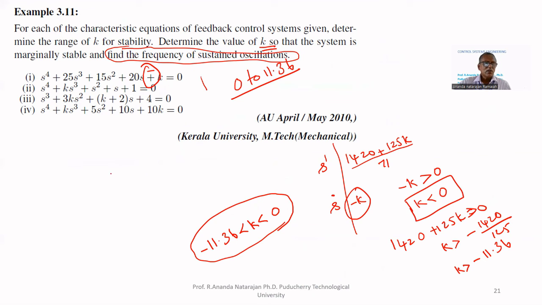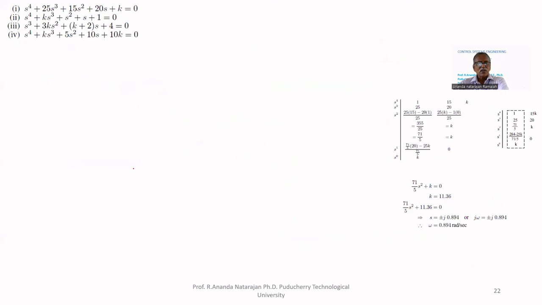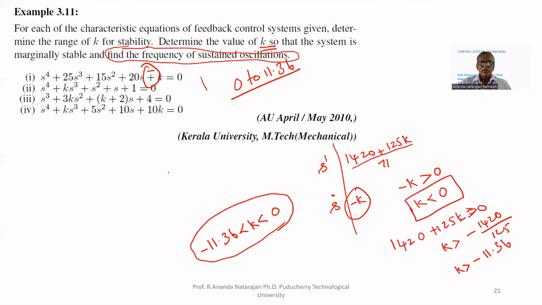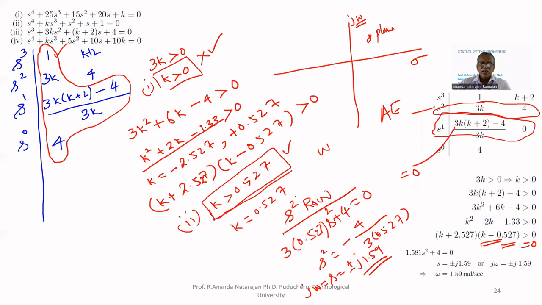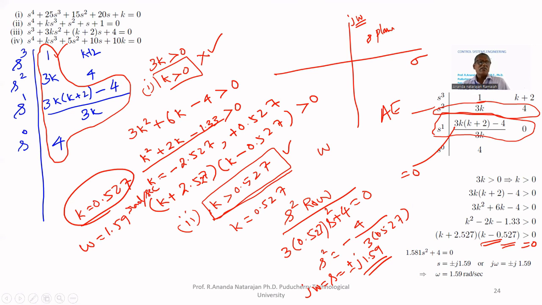The first sum, 11.36 we got. In the second sum, for none of the values is the system stable. For the third sum, when K is equal to 0.527, it exhibits sustained oscillation. Poles are on the j omega axis. What is the frequency of oscillation? 1.59 radians per second. We can find the frequency of oscillation. Do you understand this?